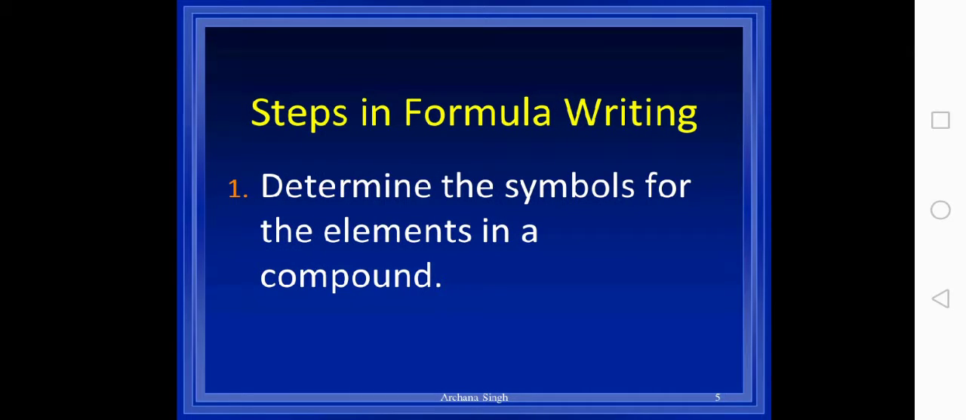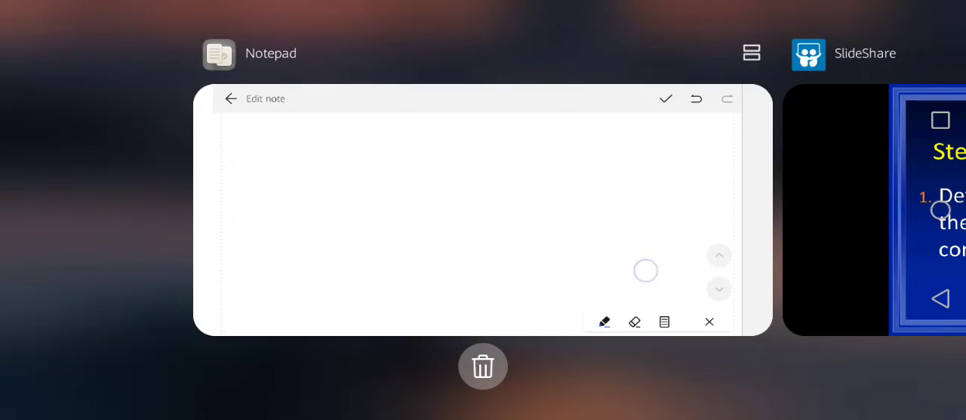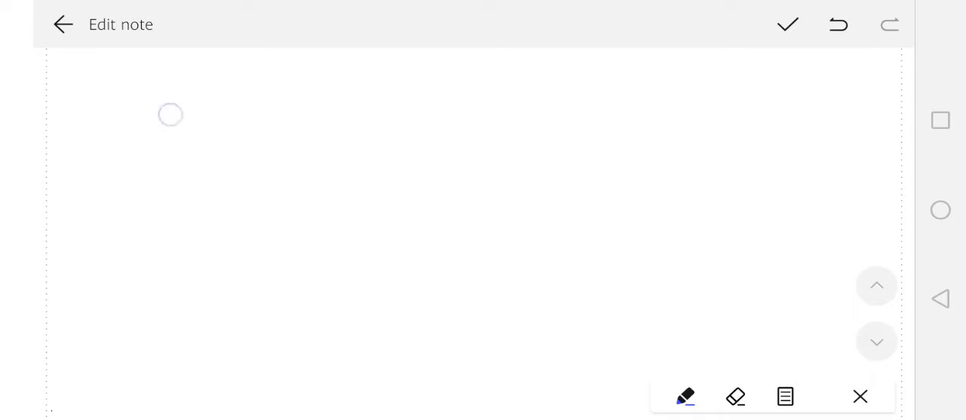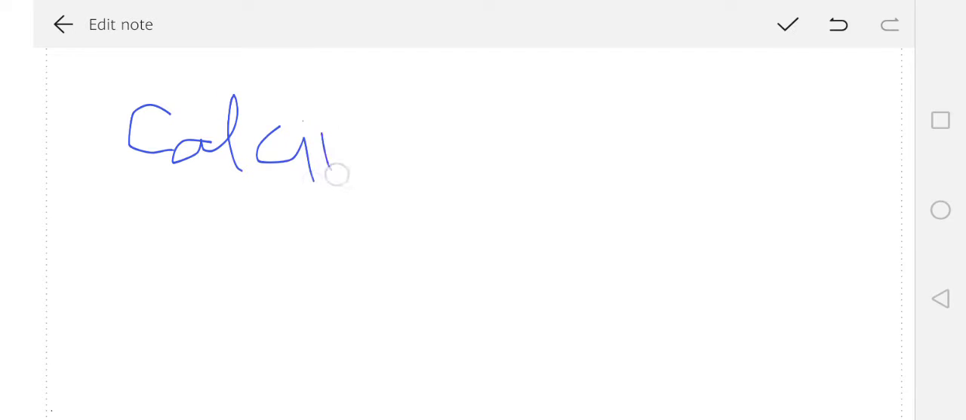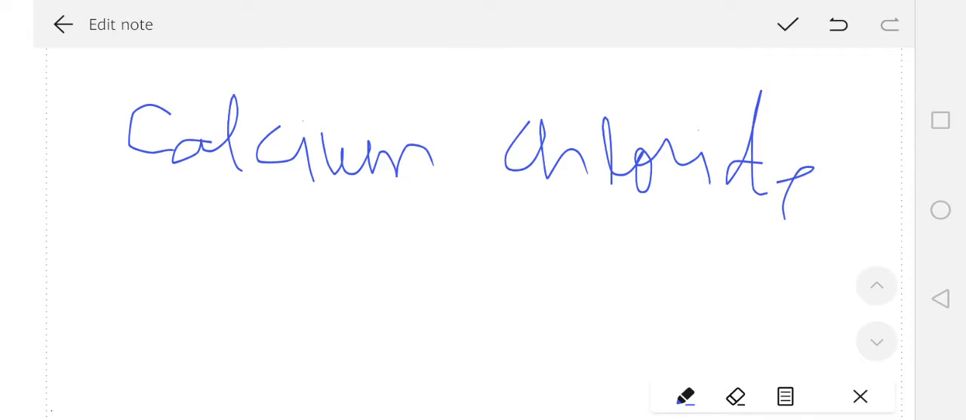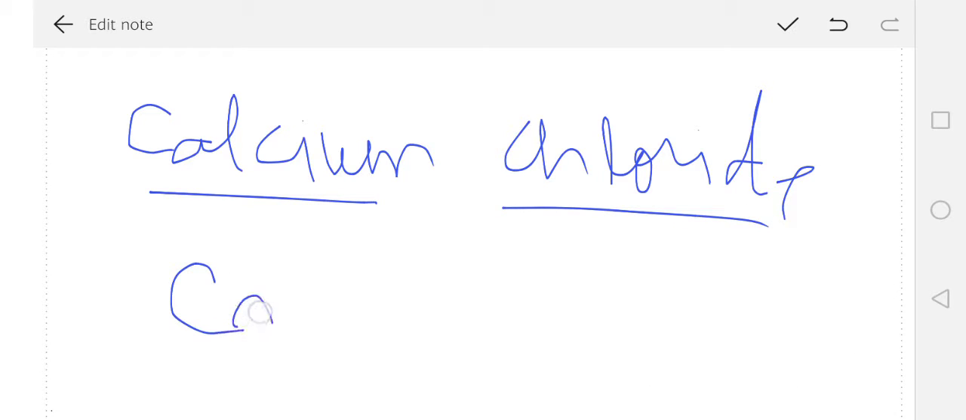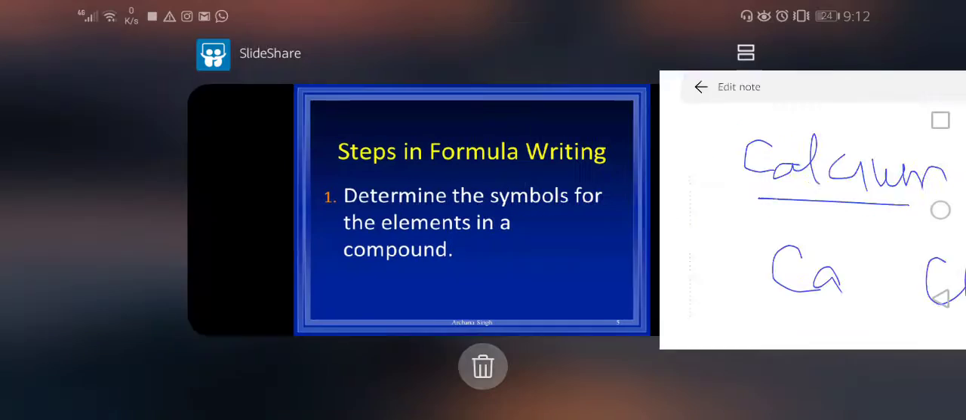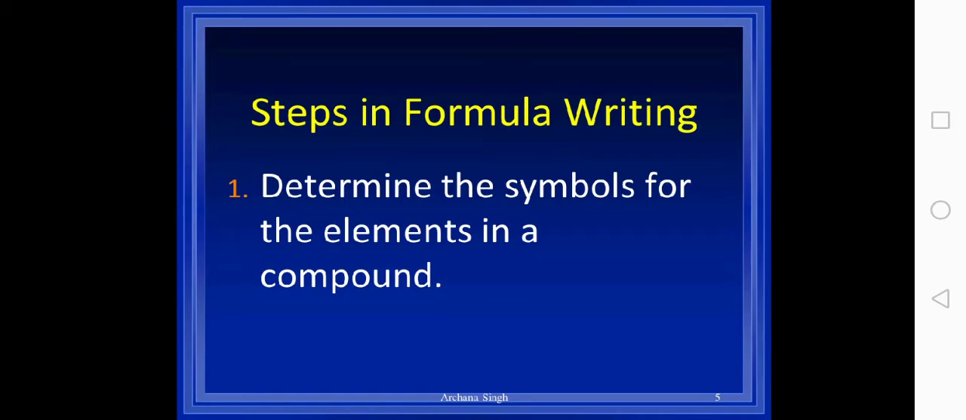Next, steps in formula writing. First of all, determine the symbol for the elements in a compound. If we have a compound like calcium chloride, and you are supposed to write the formula of calcium chloride, the first step is to determine the symbol. There must be calcium and chloride. You have to know about the symbols. So the first step, determine the symbols for the elements in the compound.